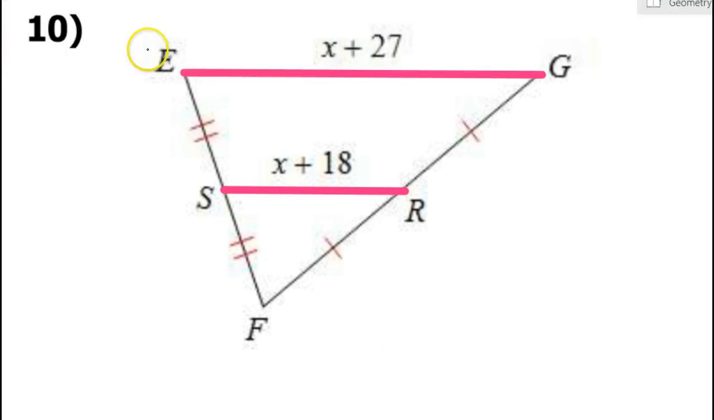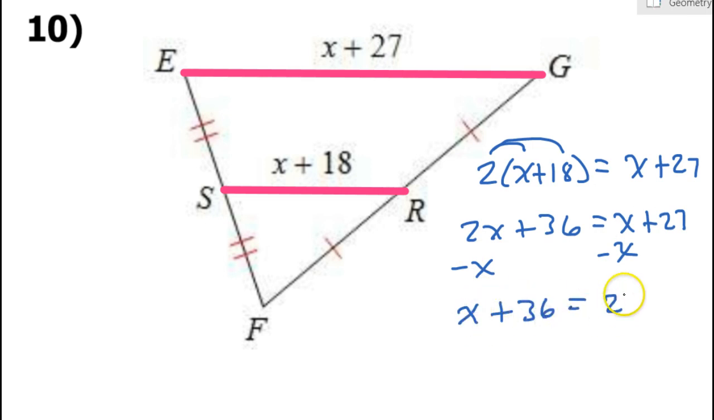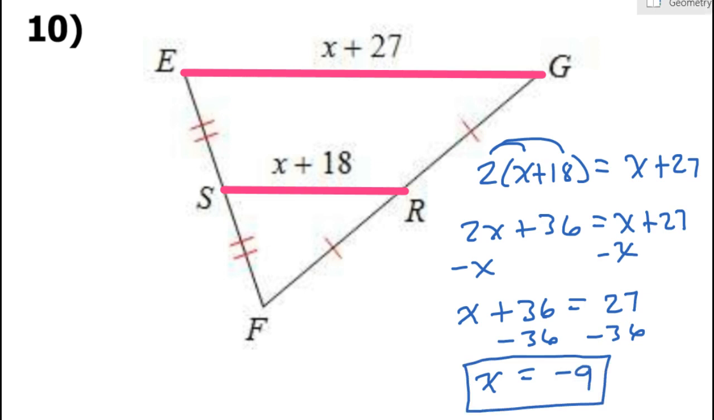So that is what I do. If I double the midsegment, that should equal the parallel side. This only works because S and R are midpoints. I can tell that from the tick marks. If I did not have these tick marks, I wouldn't be able to solve this particular problem. Anyways, distributive property. So 2x plus 36 is equal to x plus 27. Go ahead and subtract the x from both sides. That leaves me with x plus 36 is equal to 27. Subtract the 36 from both sides, and that's going to leave me with x is equal to actually negative 9.